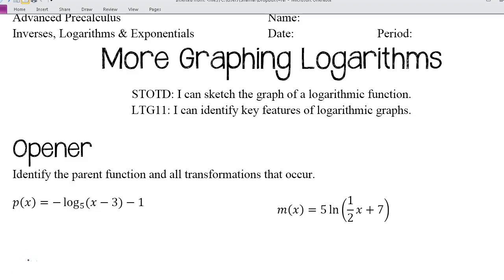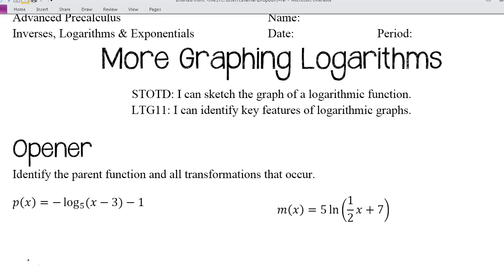This is Mr. Martin. These are video notes for Unit 1. We're still on Unit 1, talking about inverses, logarithms, and exponentials. So today we're going to be looking at key features of logarithmic graphs.